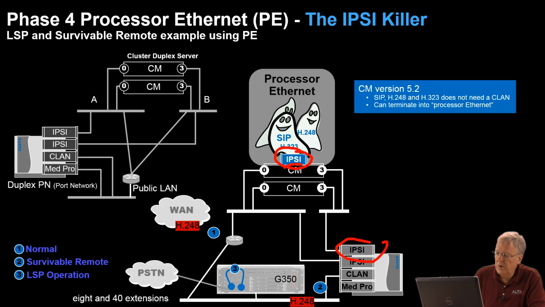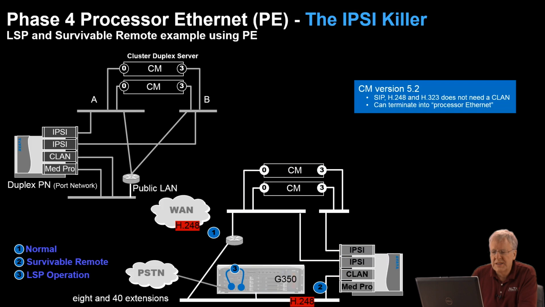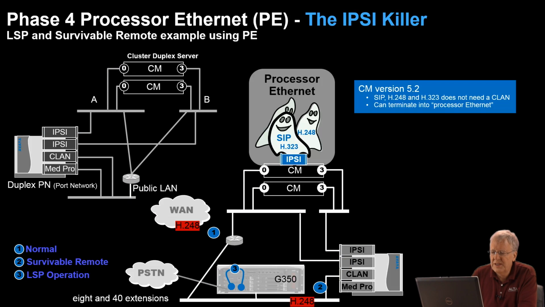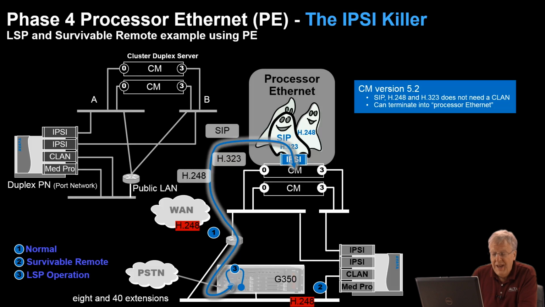Because remember, what we want to do is to deceive or trick the communications manager into thinking that it's still controlling a circuit switch cabinet. That's what's going on here. But that doesn't mean that we should make devices like this have to resort to some ugly connectivity through a CLAN like you see here. Much cleaner if we could connect directly. And this is what happens with Processor Ethernet.